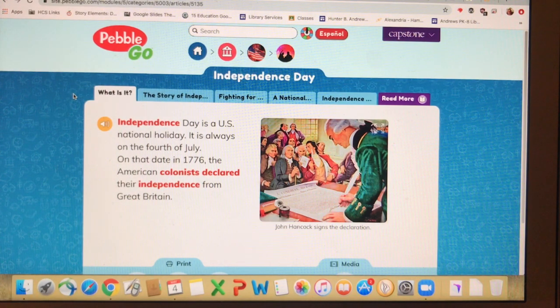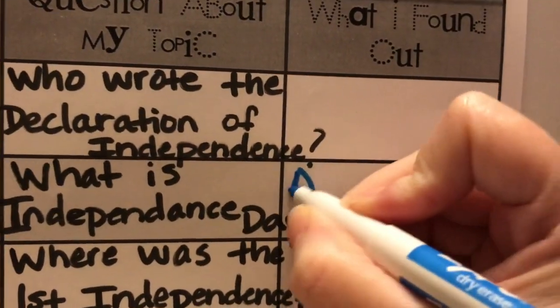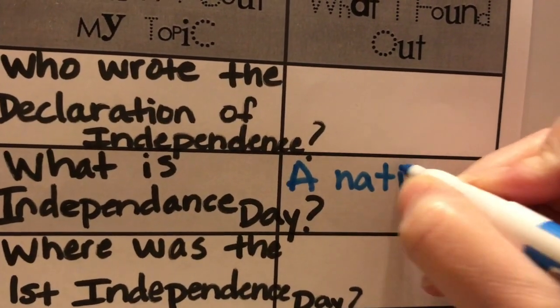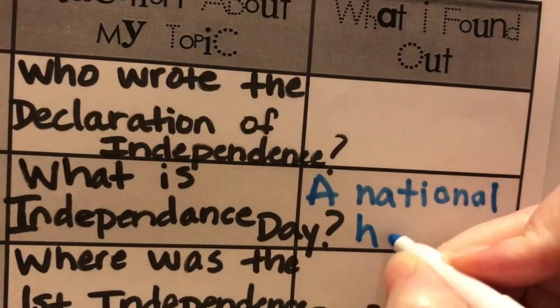And this section is called What Is It? So what is Independence Day? Independence Day is a U.S. national holiday. It is always on the 4th of July. On that date in 1776, the American colonists declared their independence from Great Britain. Okay, so we can go to the question, what is Independence Day? And we can say it is a national holiday.